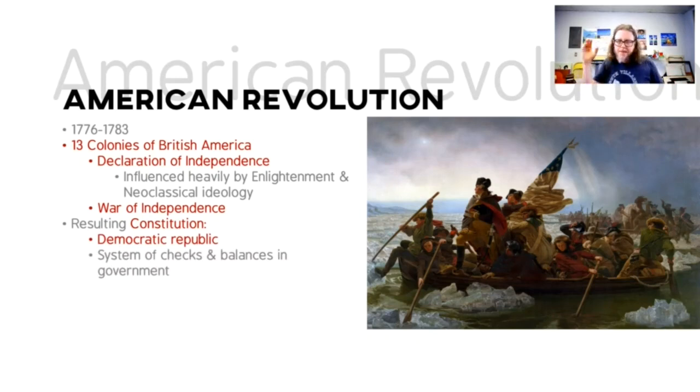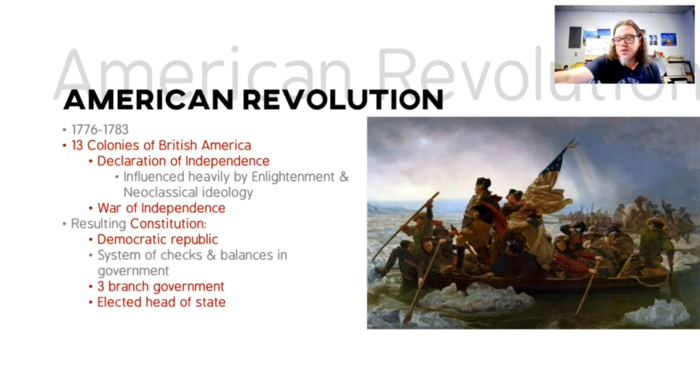Right? We have each branch of government has its checks and balances on the other branches, and again, each branch has checks and balances on itself from the other branches of government. The three-branch government with an elected head of state. That was a new idea.